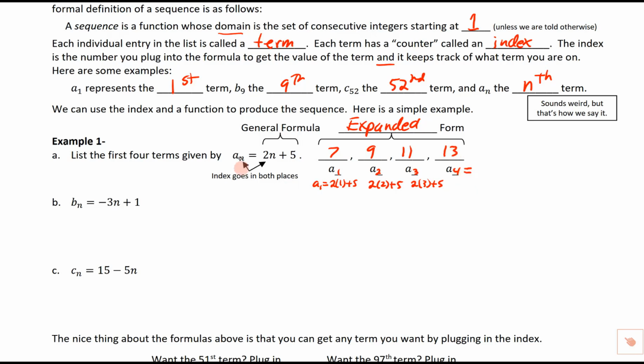So I'm going to go ahead and write that we would put a 4 right here and put a 4 right there, so this is going to be 2 times 4 plus 5. 2 times 4 is 8. 8 plus 5 is indeed 13, so we got that one right. So let's take a look at this next one.